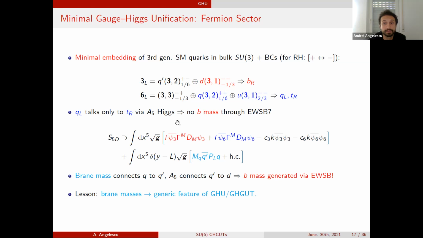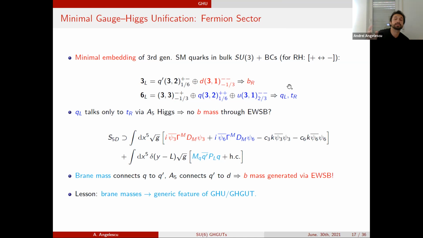In order to deal with that, one has this magical trick, so to say: adding brane masses. You add this mass term involving 5D fields on one of the branes. See here, for example, I'm on the infrared brane. With this, one connects these two quark doublets across different multiplets. When you do that, automatically D talks to Q prime, Q prime talks to the Higgs, and Q prime talks to Q through this brane mass, so you get Q to talk to D. That's how you generate the bottom mass in this case.